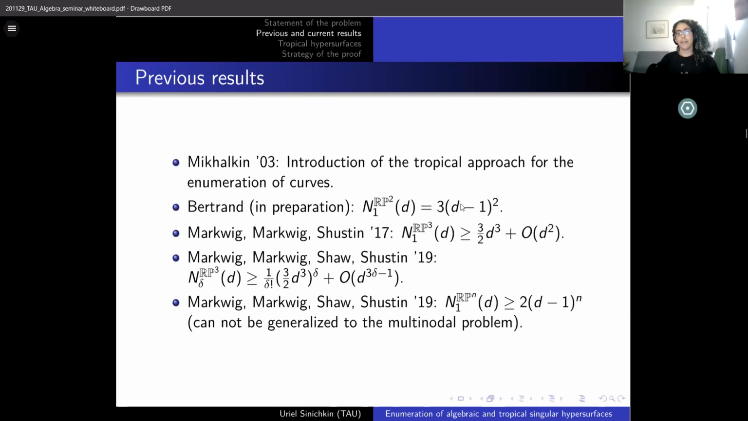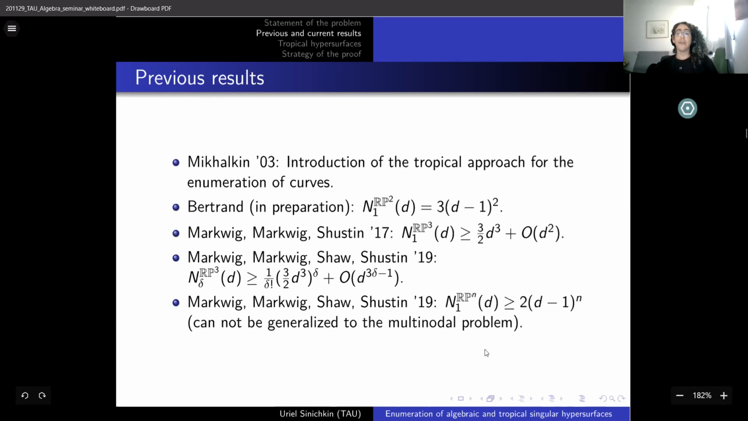Now, what happens in higher dimension, in dimension 3? For surfaces inside a three-dimensional space, the uninodal case was studied by Markwig and Shustin in 2017, and they found 1.5 times d to the third hypersurfaces in a pencil. And later, together with Christine Shaw, they generalized this to the multinodal problem. And you see that this is a generalization: you have the same coefficients, the same result to the power of delta divided by delta factorial.